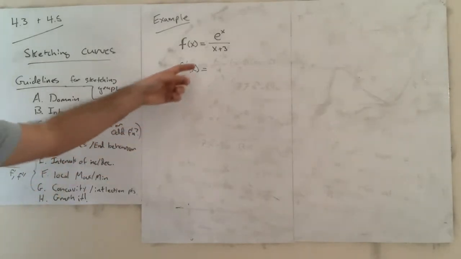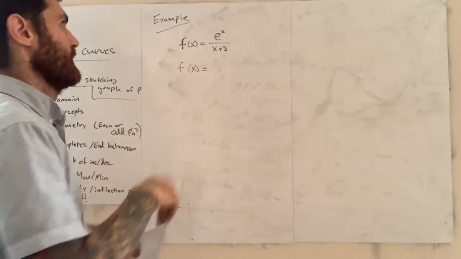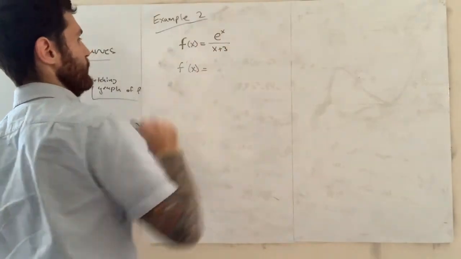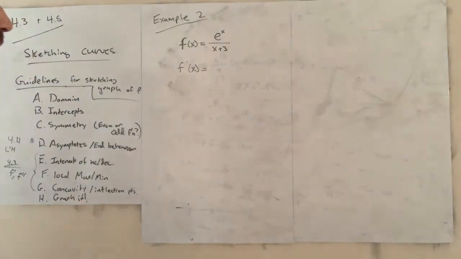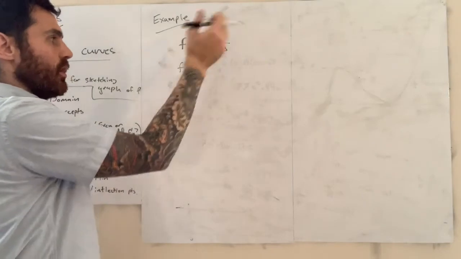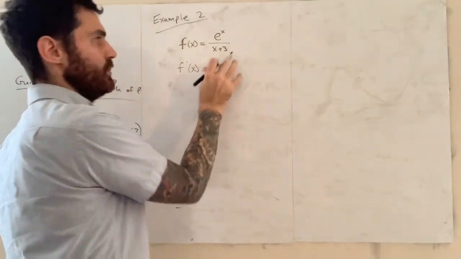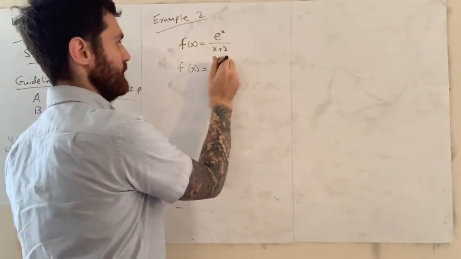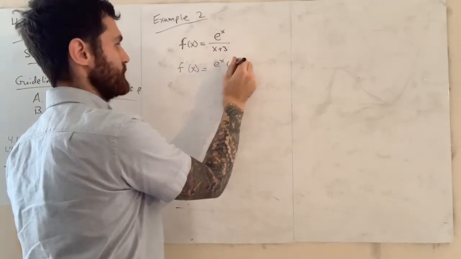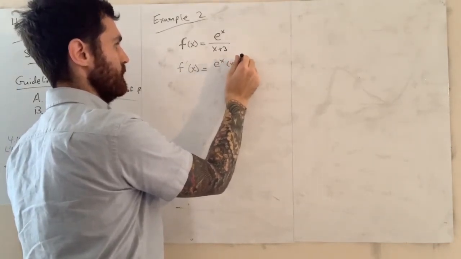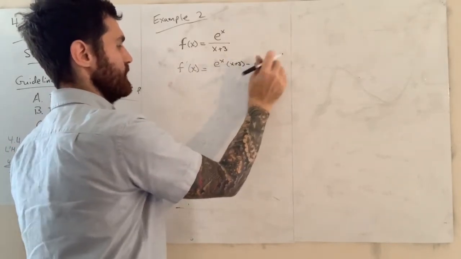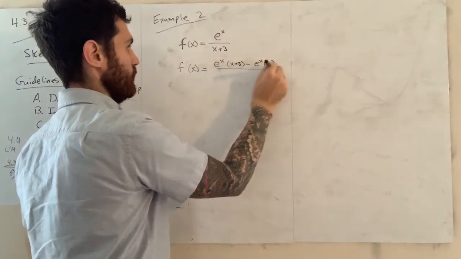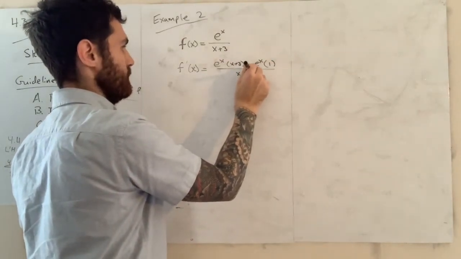Okay, the next example we're working with is, I guess we'll call this example 2 for this video. The next example is f of x equals e to the x over x plus 3. All right, so for our first derivative of this function, you have to use the quotient rule: derivative of the top times the bottom minus the top times the derivative of the bottom, all over the bottom squared.